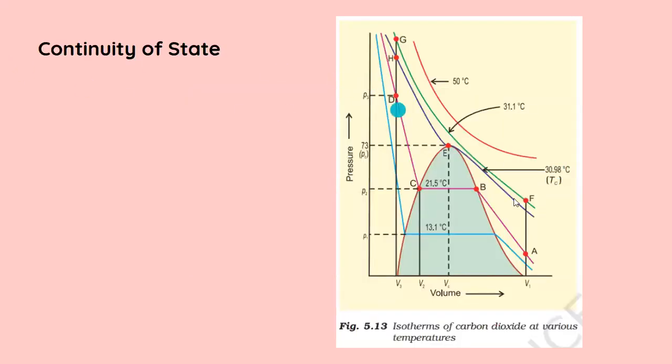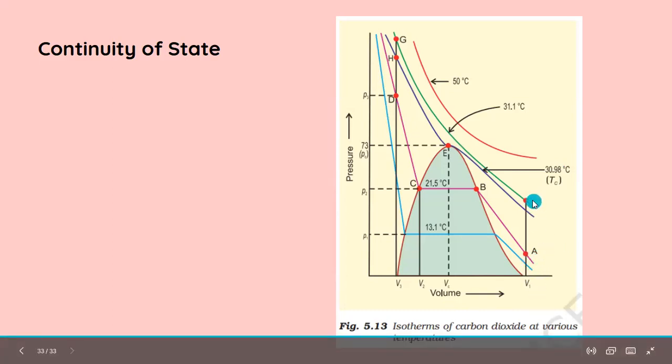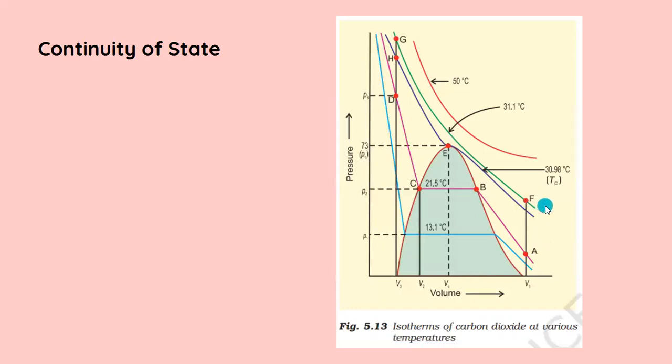The last one is the continuity of state. So when we have a gas with a volume V1, it's heated to this particular temperature, that is 31.1. And then at 31.1, there's going to be an increase in pressure till point G, and then you have point H. So this shows a continuity in terms of state. You do not have the presence of a gaseous plus a liquid state happening like in these cases. That's not happening over here.